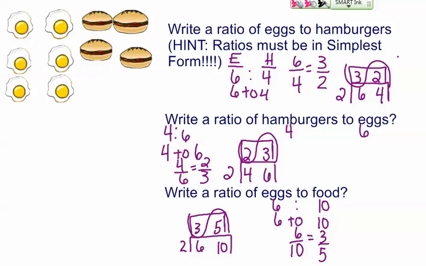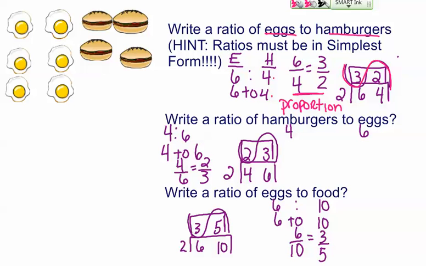Okay, if you check your work, the first question says write a ratio of eggs to hamburgers. There's 6 eggs, 4 hamburgers. We wrote it as a colon and with the word to. As a fraction, it was 6 over 4. But in our hint, it said we must write it in simplest form. So I did birthday cake here. 2 went into 6 3 times. 2 went into 4 2 times. So in simplest form, 6 over 4 is really 3 over 2. And this is called a proportion. Remember our very first page. A proportion is 2 ratios that are equal to each other.